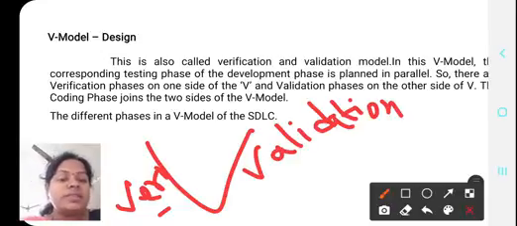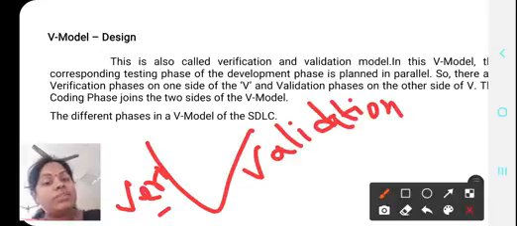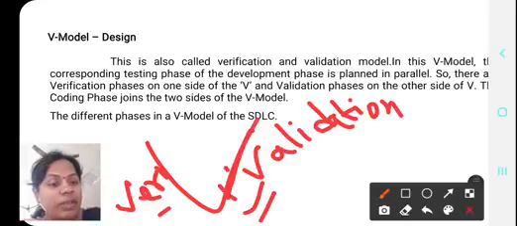Whereas in the validation phase, what is meant by validation is that the product has been built. After completion of the product, we test whether we met the requirements, whether the requirements given by the customer match the implementation, and whether this is the product the customer wants. Like this we test. So this is the difference between verification and validation.